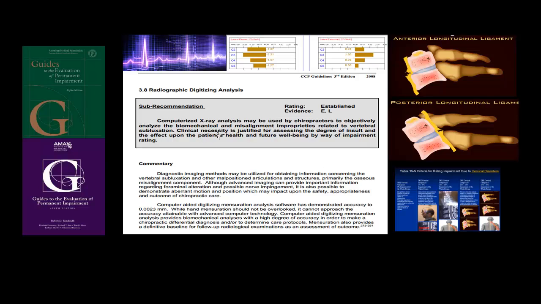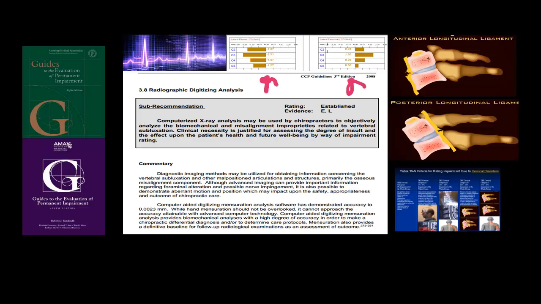So it says here, clinical necessity is justified for assessing the degree of insult. Now, insult is a term for the degree of damage. So again, we see here damage, we see here damage, and we see here that this damage actually causes things to occur within the vertebral motion unit, such as angular patterns are abnormal or translation patterns are abnormal. And these offsets are actually due to ligament damage. So it allows us to determine the amount through a simple test of how much damage there is.